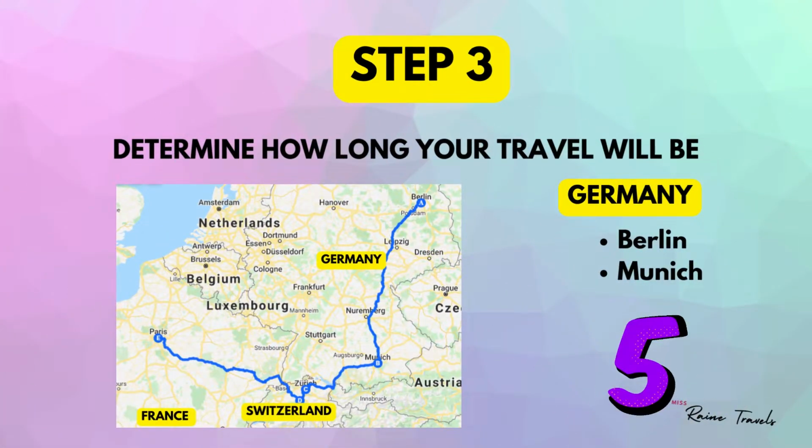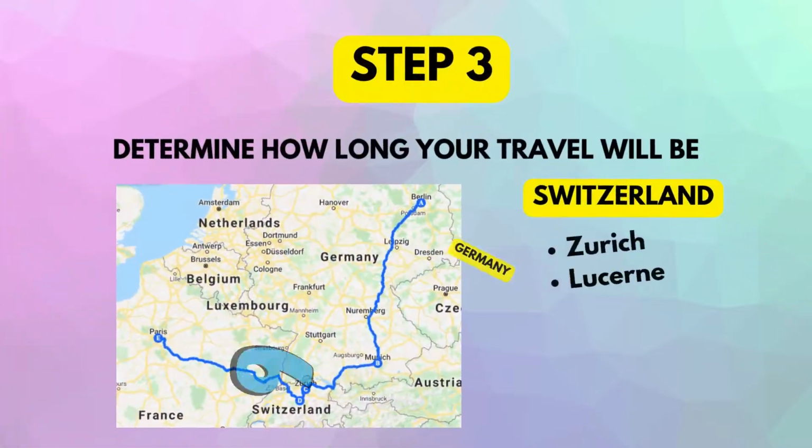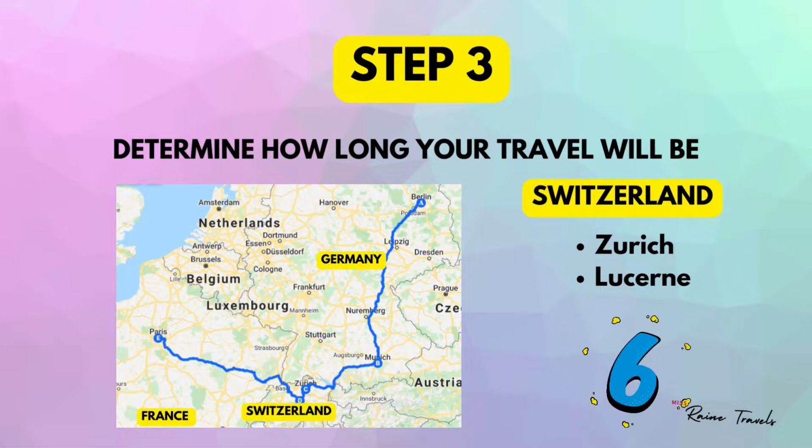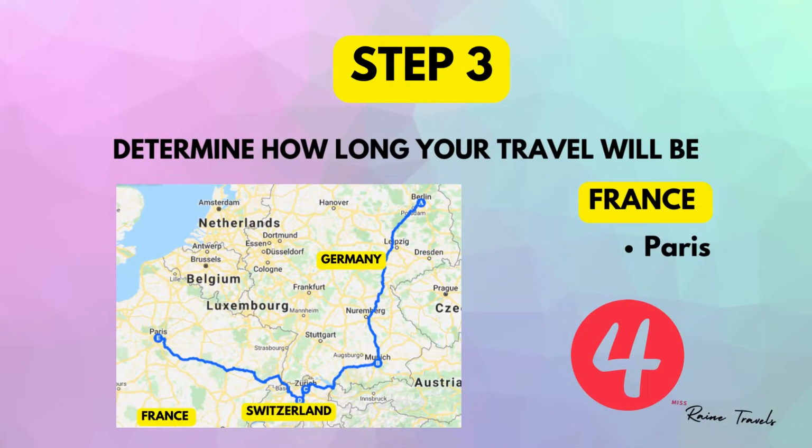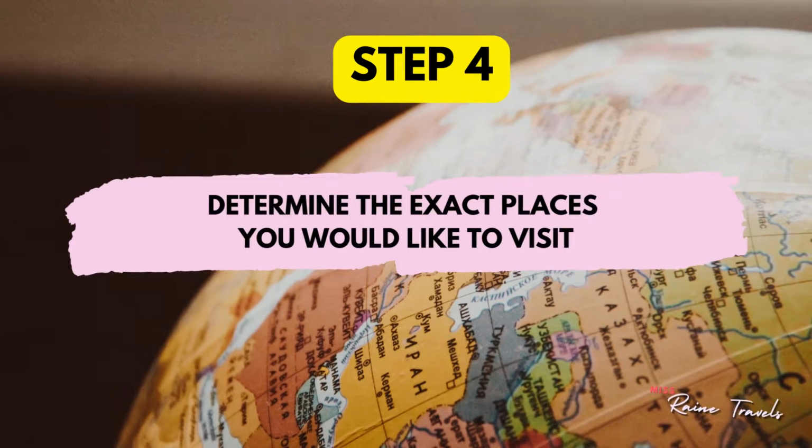For Germany, I think 5 days would be enough if I'd like to visit only Berlin and Munich. Whereas for Switzerland, I would like to see a lot of places there. So Zurich and Lucerne are the two main places, but I will be going around in those two cities. Then I'd spend 4 days in Paris with a side trip to Versailles. That is how long I'll be traveling in each country.